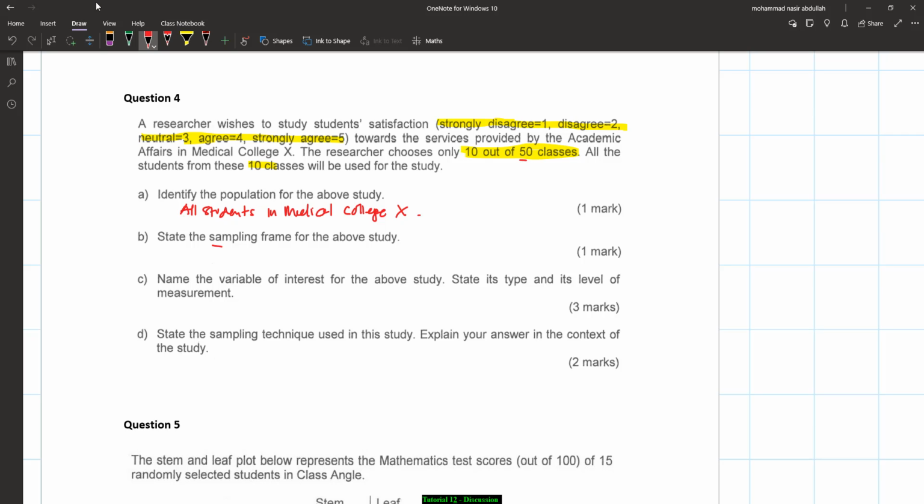So state the sampling frame from the above study. So kita tengok dekat sini, researcher choose only 10 of 50 classes. All students from these 10 classes will be used for the study. So what is the sampling technique?